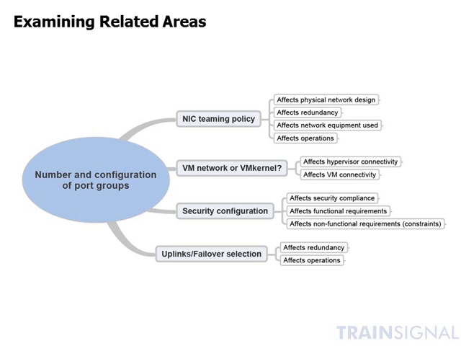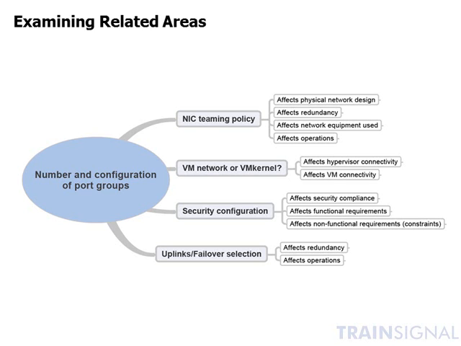What are some of the design decisions that go into the number and the configuration of the port groups? Well, this would include things like the NIC teaming policy. Are you using the default NIC teaming policy, or are you going to switch it to something else? That, of course, would be affected by your decision of virtual switch or distributed virtual switch, as some NIC teaming policies like load-based teaming are available only on the distributed virtual switch.